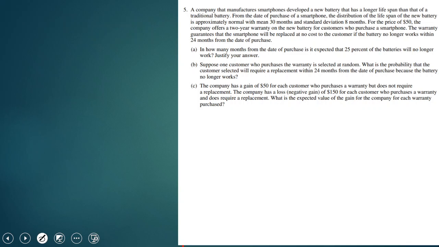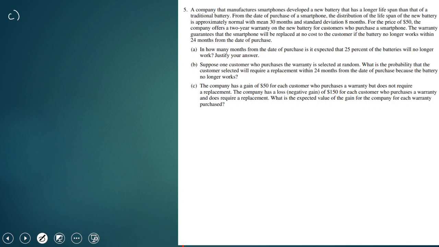For this last part, part C, it says the company has a gain of $50 for each customer who purchases a warranty but does not require a replacement. The company has a loss of $150 for each customer who purchases a warranty and does require a replacement. What is the expected value of the gain for the company for each warranty purchased?